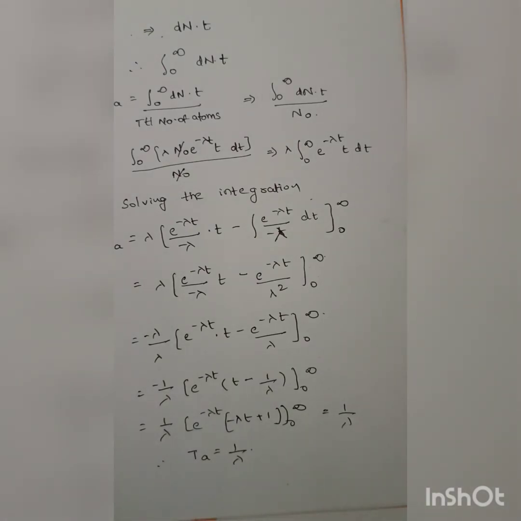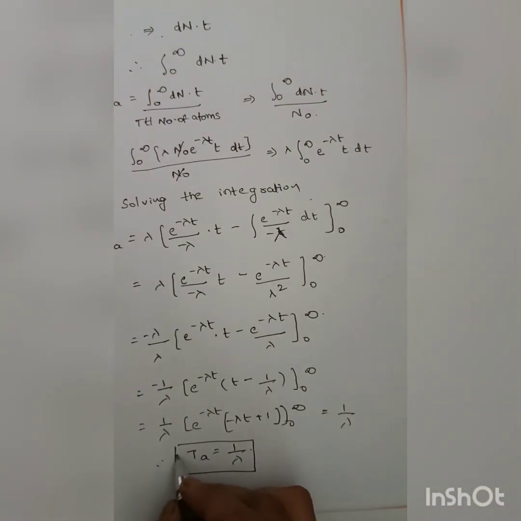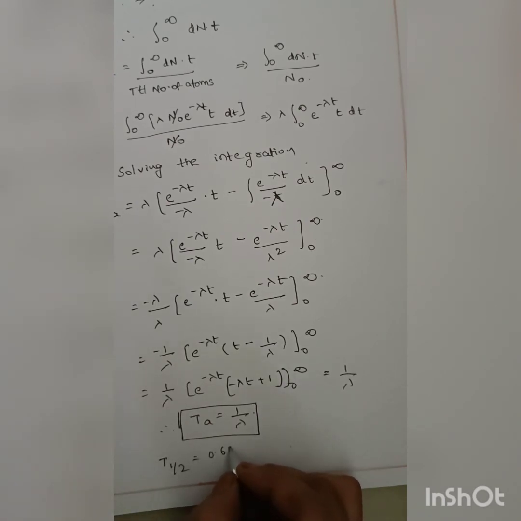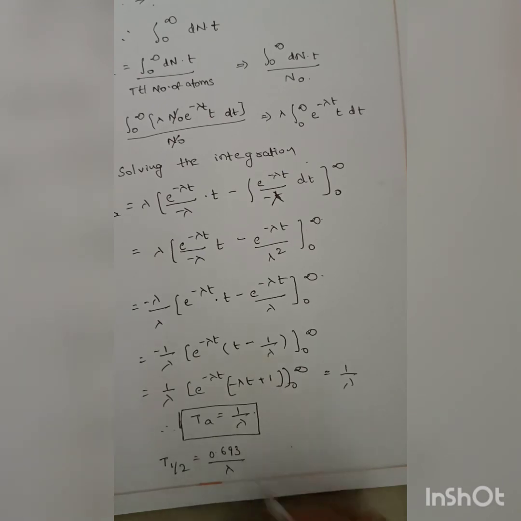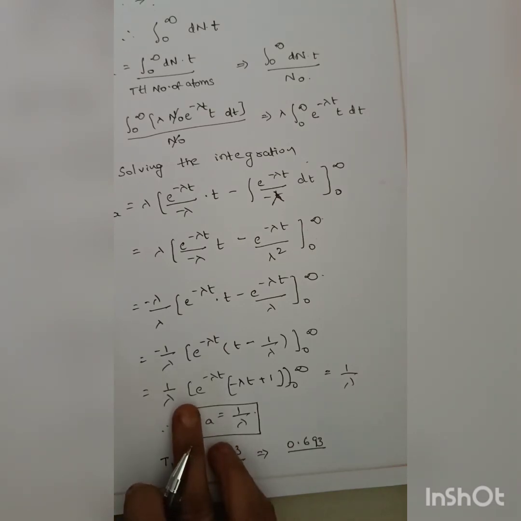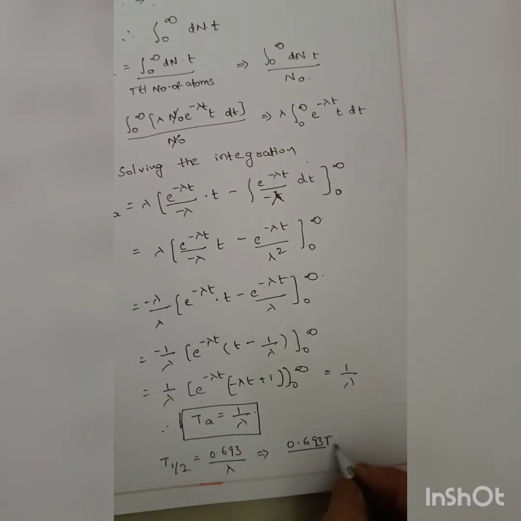Okay, that is the average life of a radioactive substance. T average is equal to what? 1 by lambda. Now we'll go to the relation between half-life and average life. We know that T half is equal to 0.693 by lambda. Is it not? So we can write this as 0.693 by 1 by lambda. Here it is 1 by lambda, right? 1 by lambda can be written as what? TA. So 1 by lambda can be written as TA.